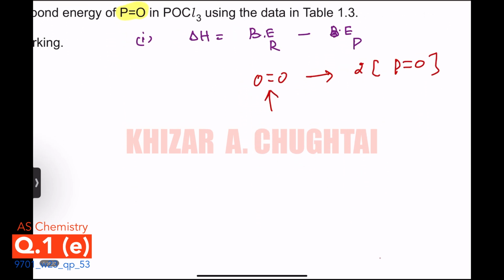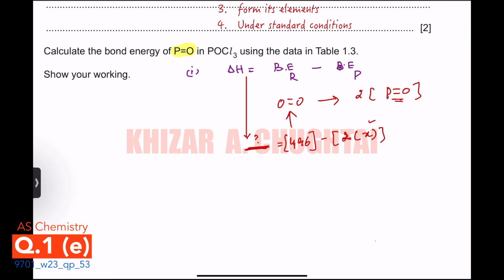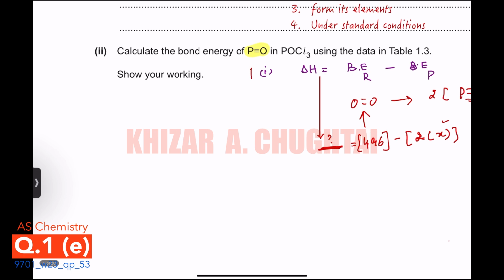So bond energy of the reactant is equal to 496, and reactant minus product into 2. Let's suppose the bond energy of PO is equal to X. This time we must have the answer of delta H, but we do not have the answer of delta H. So at the moment we are unable to find the answer of P double bond O. Now, how to find the answer of delta H? I'm going to apply another formula.